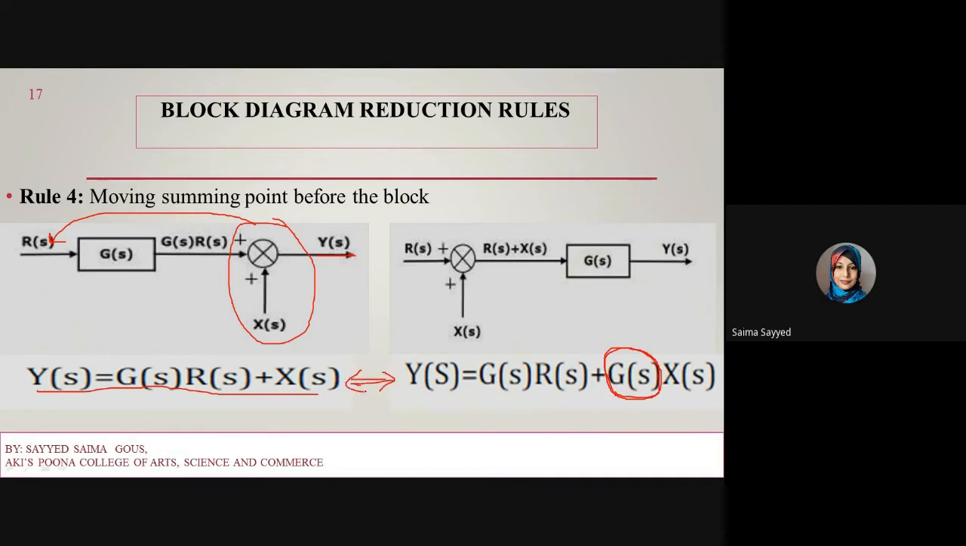Which term should we add here? If we multiply by 1 upon G(s) here, 1 upon G(s), multiply this equation with 1 upon G(s), so this G(s) gets cancelled and this equation will be equated.